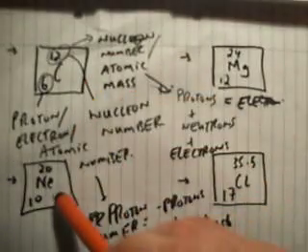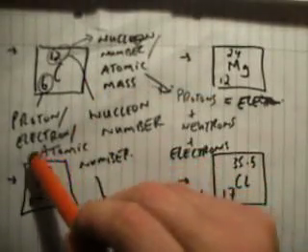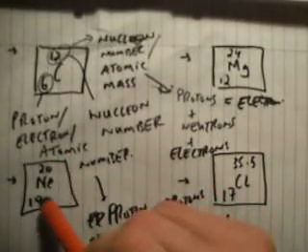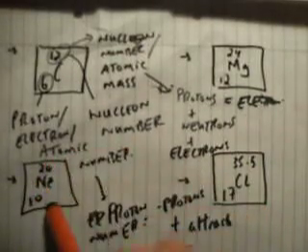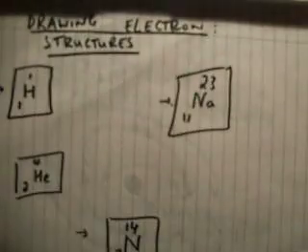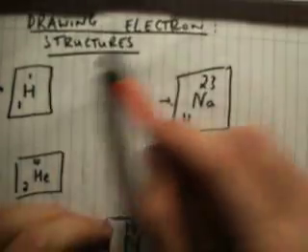Okay, that's the same for neon. That's the atomic mass, or the nucleon number of neon, and this is the number of electrons and protons in this atom. All right, so we're going to try and draw the electron arrangement of all these structures.